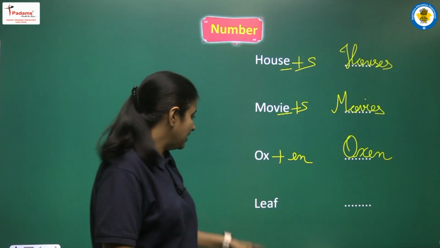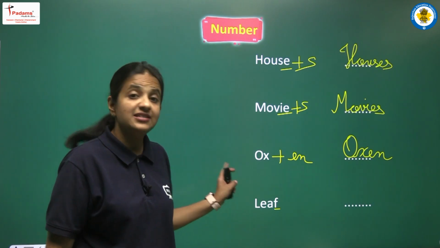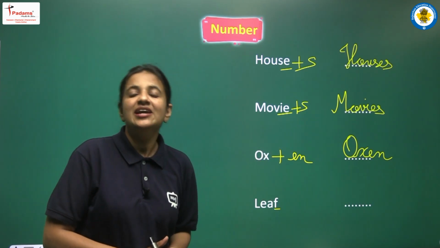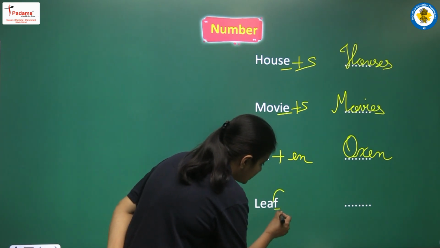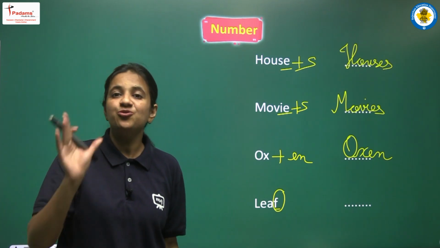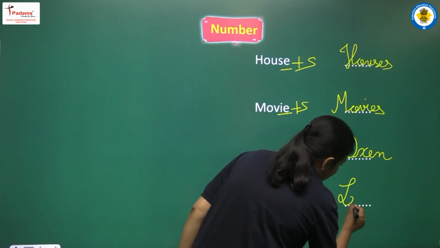Okay. Next is leaf. So yes, we have to look at the last letter, that is F. So now what rule is applicable here? We have to apply the rule in which we have to remove this F, and in the place of F we have to add what? Yes, VES. So now what will be the spelling? It will be LEAVES.